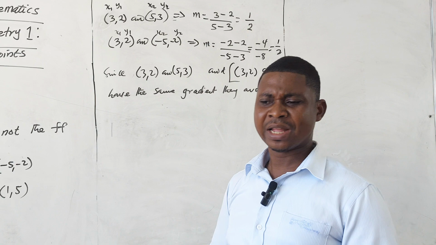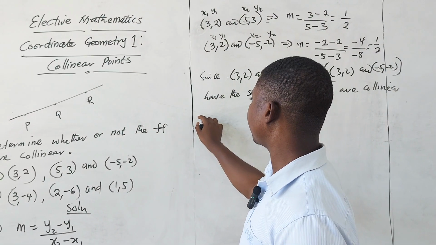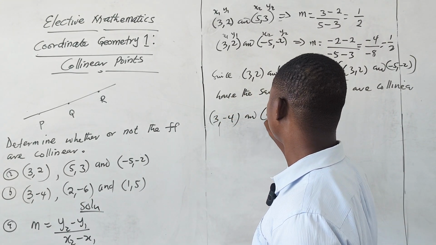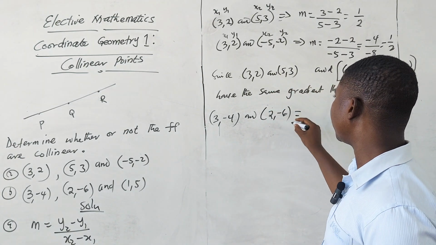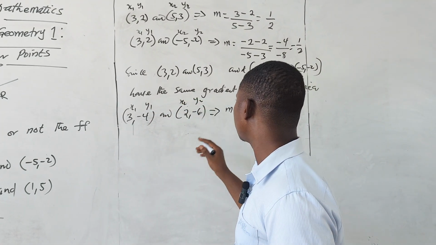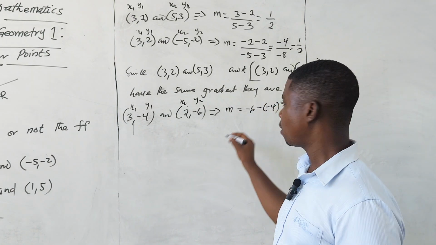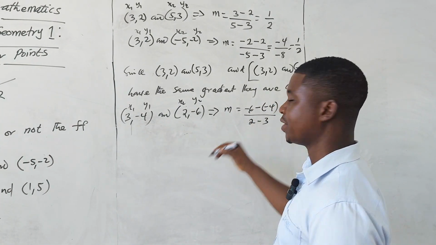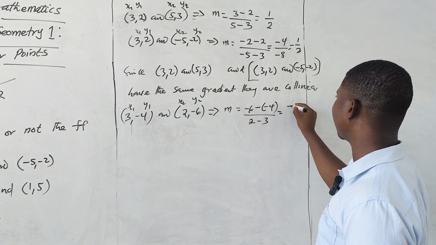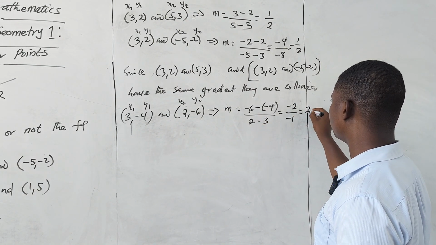That's the first one. Let's try the second one and verify if that one will also be collinear. So second question, we are picking the first points, (3, -4) and (2, -6). So the gradient for that one, we have x1, y1, x2, y2. So y2, that's -6 minus -4 all over 2 minus 3. So we have -6 plus 4, which is -2, over -1. The answer is 2. So that's the gradient.